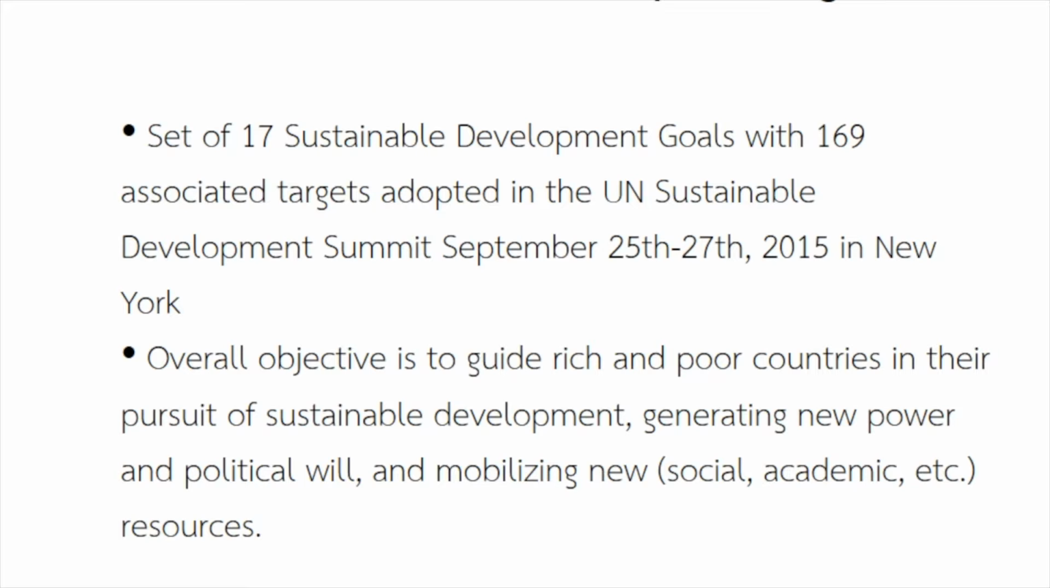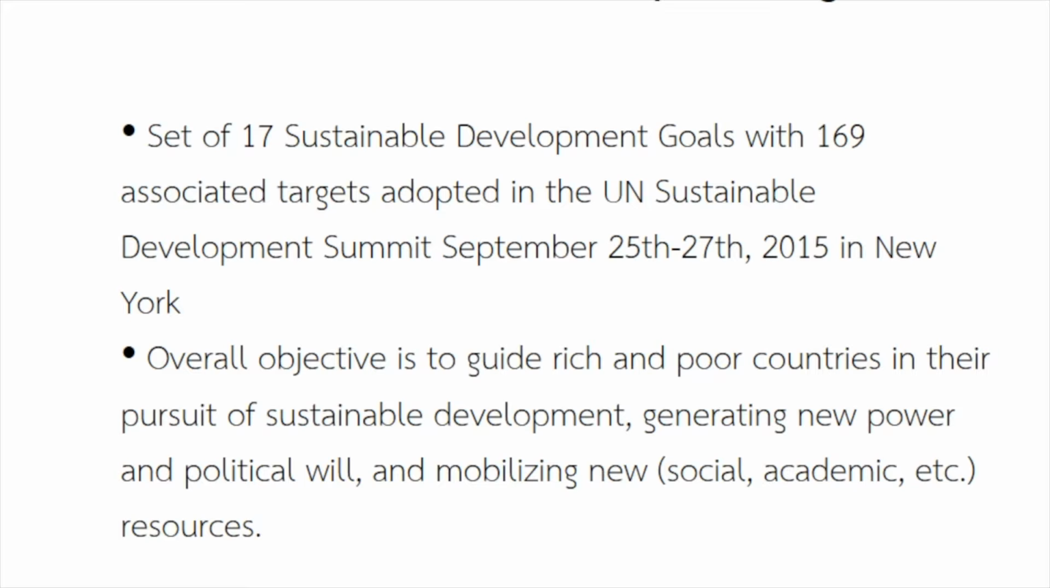Let's come back to the Sustainable Development Goals. The Sustainable Development Goals are a set of 17 goals with 169 associated targets that were adopted in the UN Sustainable Development Summit in September 2015. So you can see that it took quite some time. It took more than 3 years, from 2012, when the Sustainable Development Goals were first proposed, to 2015, when they were finally adopted in New York.